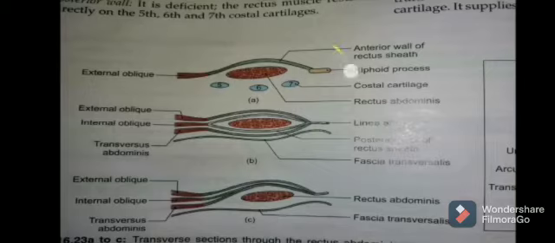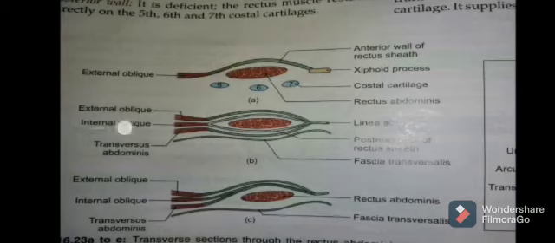So this is the picture from our book, BD Chaurasia, and this is very important and very easy to figure out. Here these are the ribs, 5th, 6th and 7th ribs. At the level of the ribs, and this is the rectus abdominis muscle, there is only the anterior layer of the rectus sheath. There is no posterior layer. So above the costal margin, the anterior layer of the rectus sheath is formed by the external oblique muscle only.